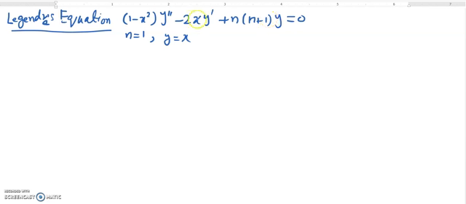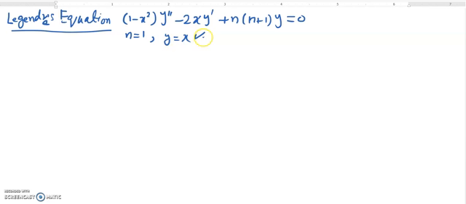If we input this solution here, then y double prime will be 0, so this term will be 0. Then y prime will be 1, so this term will be minus 2x, and this term will be 1 into 2, that is 2, and y is equal to x, so minus 2x plus 2x. So y is equal to x is an obvious solution in this case. Depending on the values of n equal to 2, 3, 4, 5, this equation will have some particular solutions.